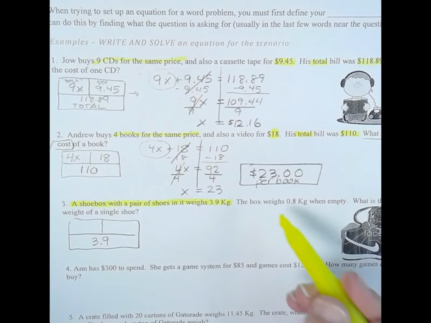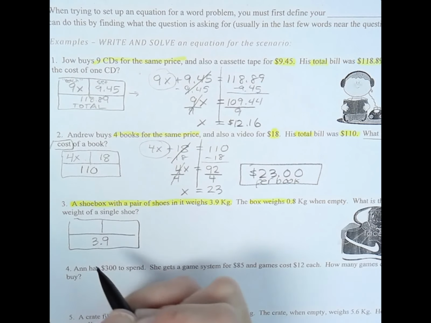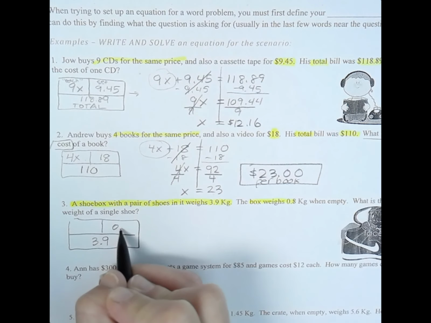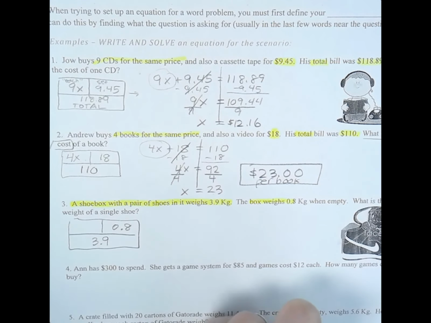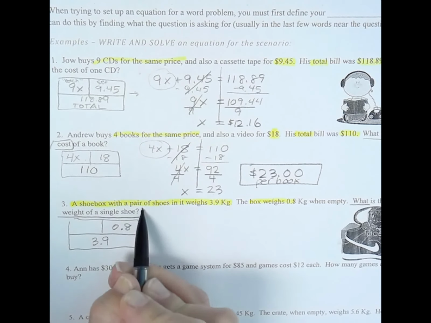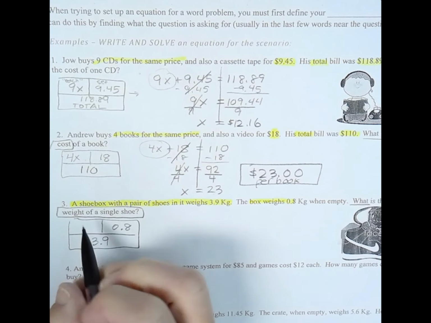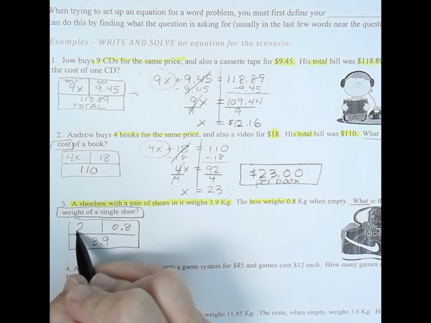Okay, the box weighs 0.8. When you get a box of shoes, there's usually just one box. So I think that's going to be our single value. And then the question is asking, what is the weight of a single shoe? So we have to think about that. There's usually 2 shoes in a box, so I have 2 shoes times the weight of each.